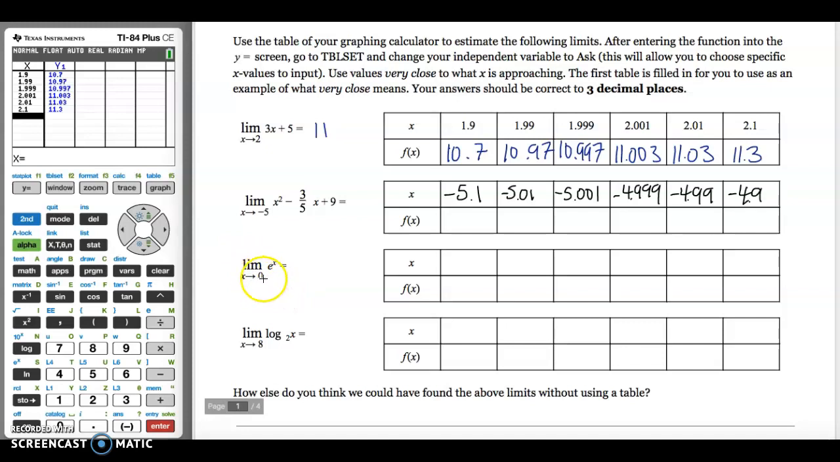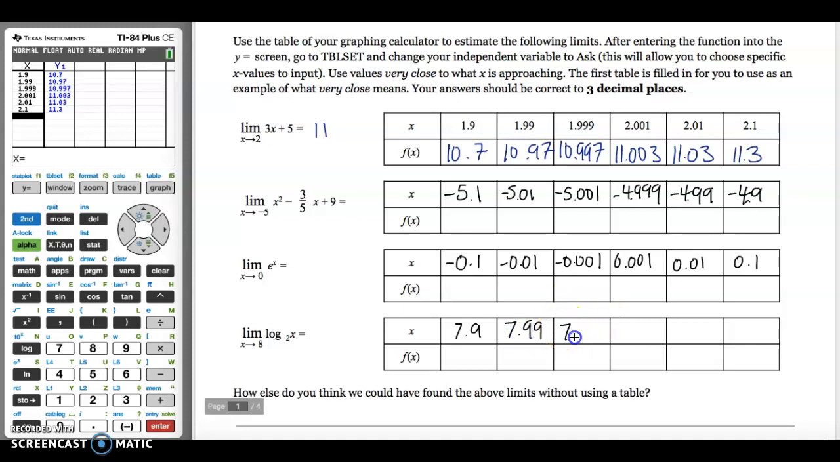The limit as x approaches 0, so getting very close to 0 but slightly less than 0 would be -0.1, -0.01, -0.001, and then slightly greater than 0 on the other side would be 0.001, 0.01, and 0.1. Last but not least, we have to approach 8. 8 might be the easiest one to do because you can pick 7.9. I'm not going to cross my 7s. It's just going to take up time.